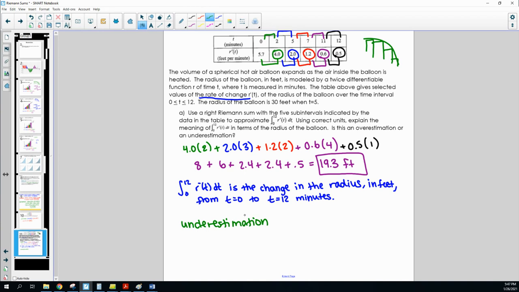And when you're explaining why something is an underestimation or overestimation, you must state something about the function, like, is it increasing or is it decreasing? So it's an underestimation, and I'm just going to put because the function is decreasing and we're using a right Riemann sum. So because the function is decreasing and we're using a right Riemann sum, that means this would be an underestimation.